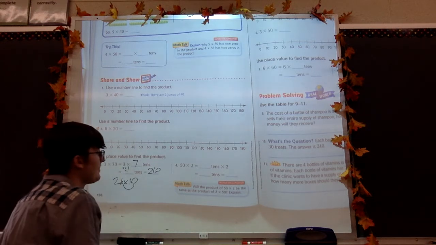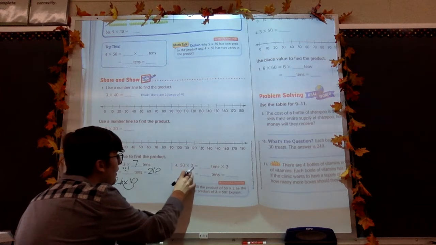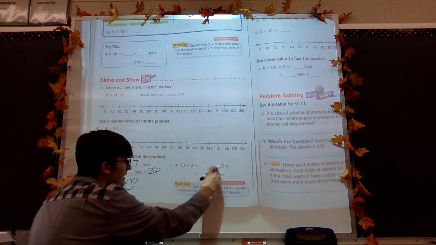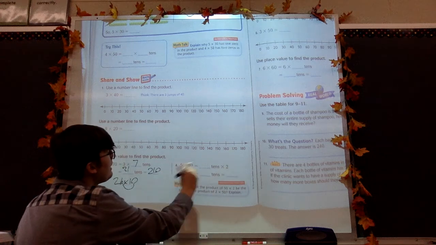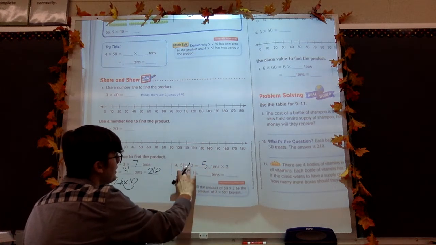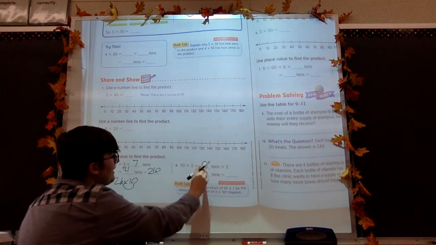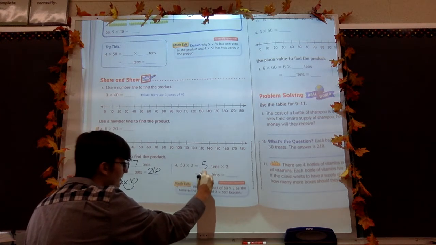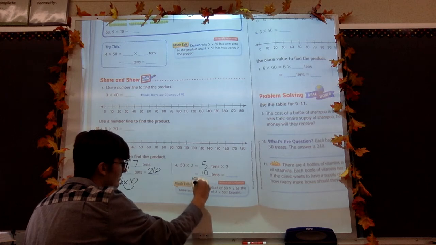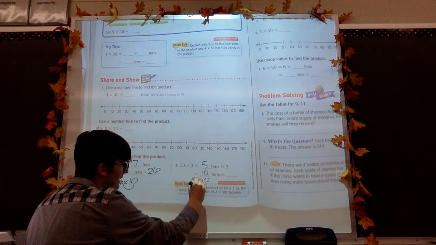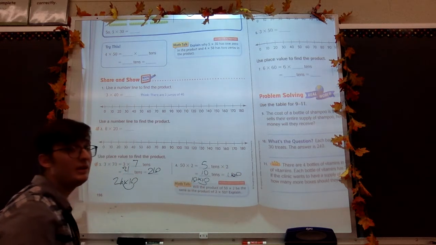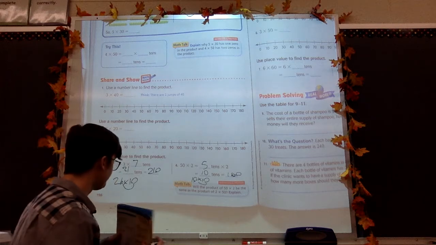Same thing over here. We have 50 times 2 equals blank tens times 2. It would be 5, since we just dropped that 0 from the 50. 5 tens times 2 would equal 10 tens. So basically saying the same thing as 10 times 10. We just take the 0 from there, add it here. It equals 100. So 50 times 2 is 100.